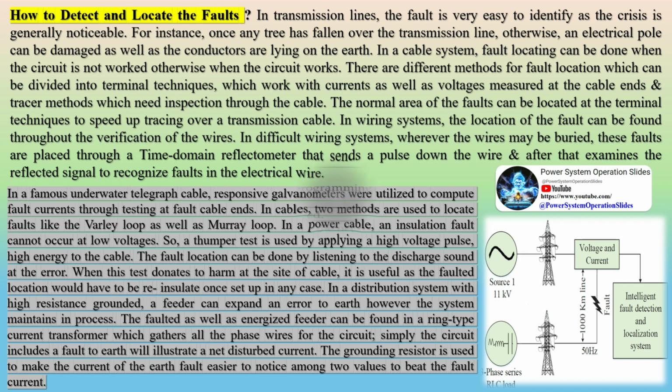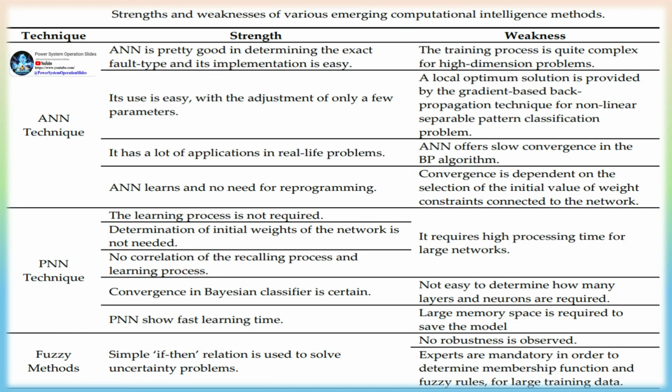In a power cable, an insulation fault cannot occur at low voltages. So, a thumper test is used by applying a high voltage, high energy pulse to the cable. The fault location can be found by listening to the discharge sound at the fault. When this test causes damage at the site of the cable, it is useful, as the faulted location would have to be re-insulated in any case.